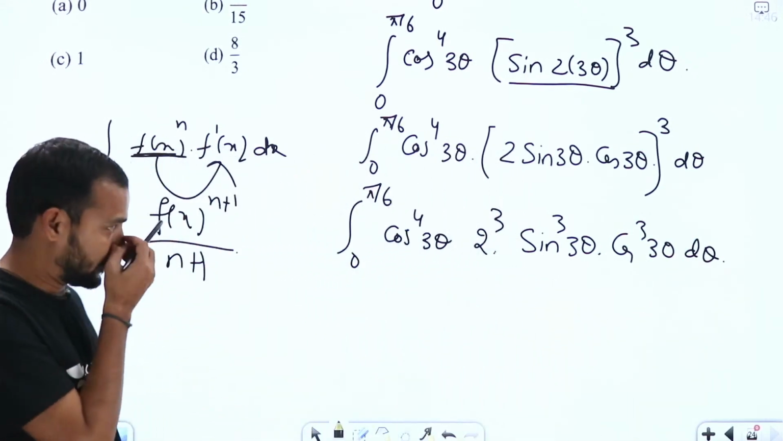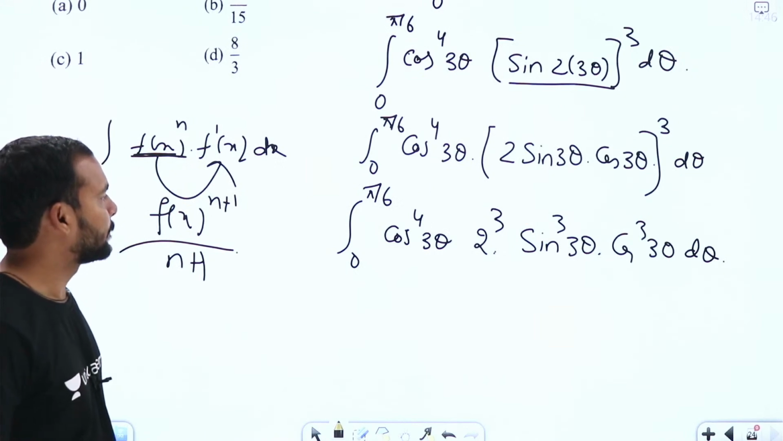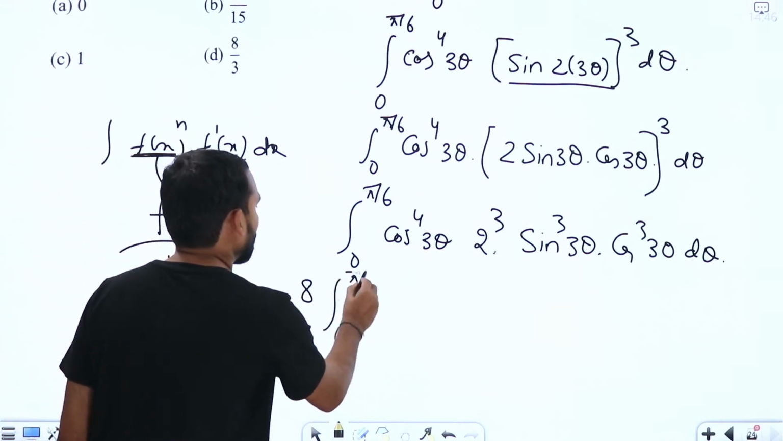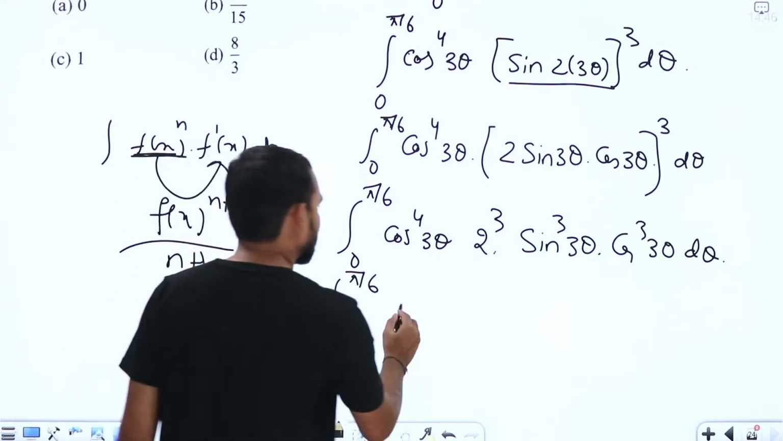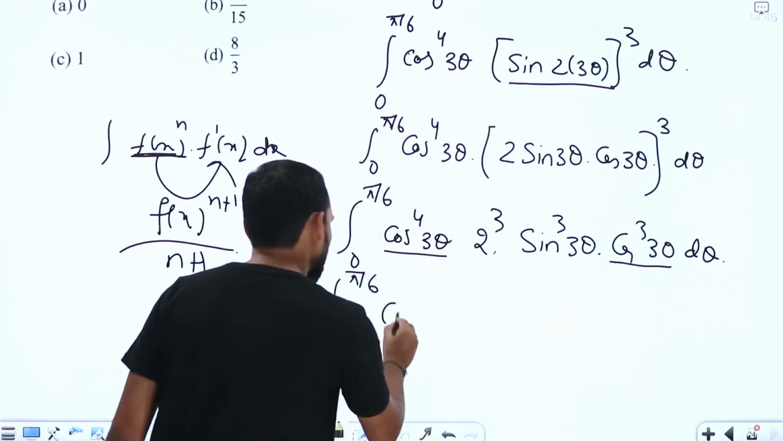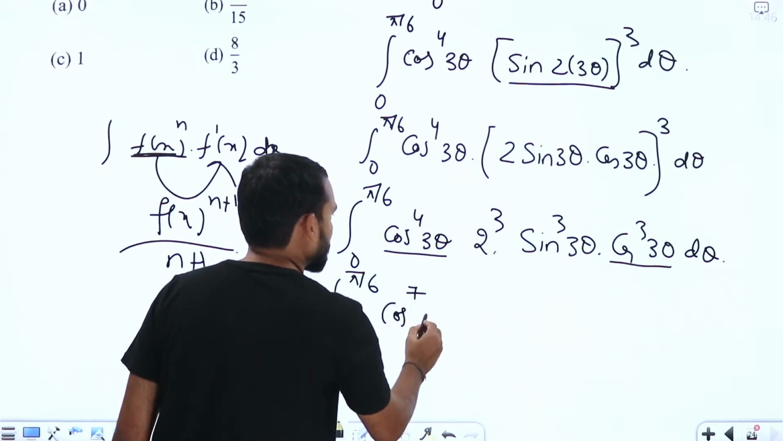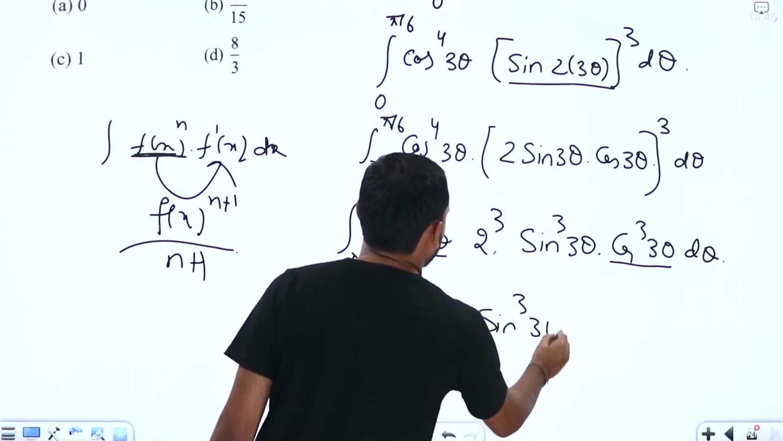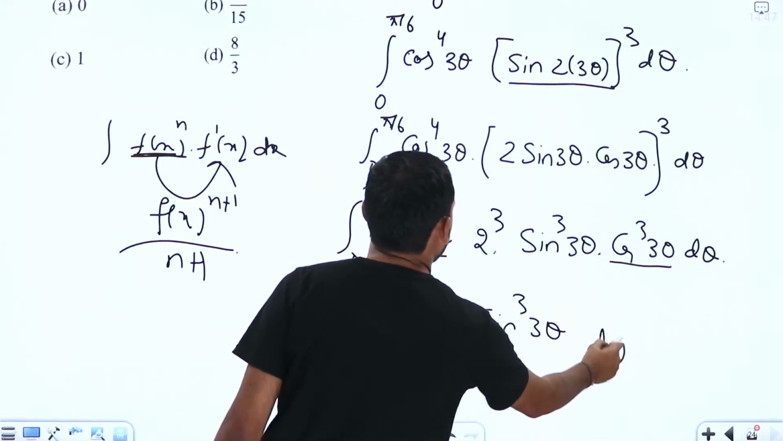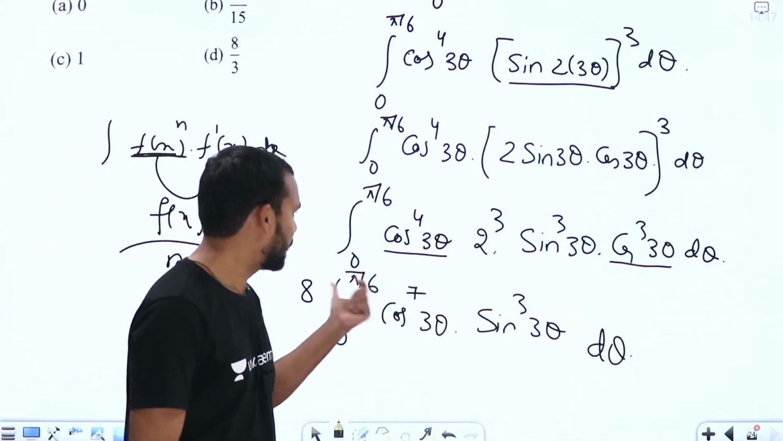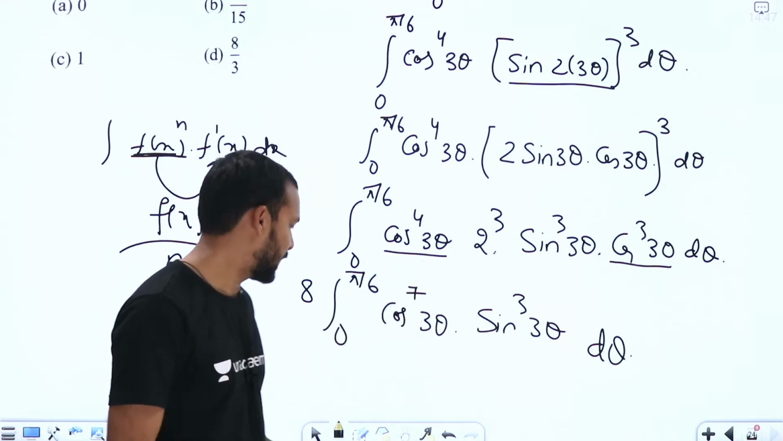I hope it is clear. Now try to write this one as 8 times of integral 0 to pi by 6. This is cos power 4, this is cos power 3, so on a whole we can write this is cos power 7 3 theta into sine cube 3 theta d theta. Yeah, so 2 cube, this term is covered, everything is covered.